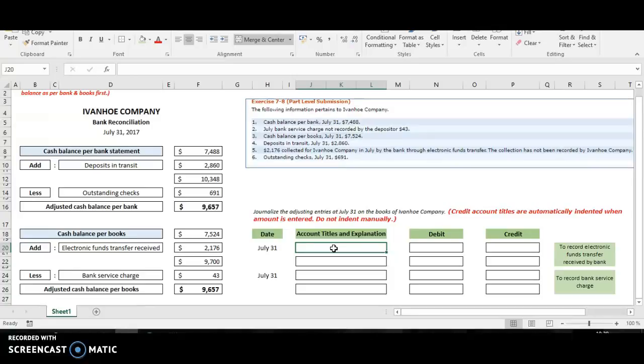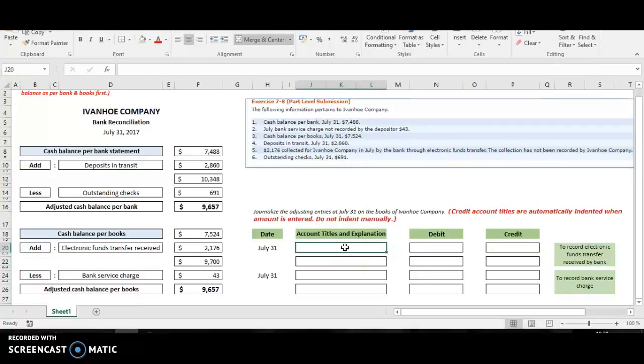So the depositor, which is the company, must record each reconciling item used to determine the adjusted cash balance per books. If the company does not journalize and post these items, the cash account will not show the correct balance. So that is the reason why we are doing this. And so we're just going to work with these amounts right here in the cash balance per books. So we already know that we have to record the electronic funds transfer received by the bank.